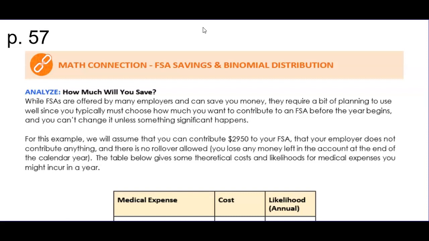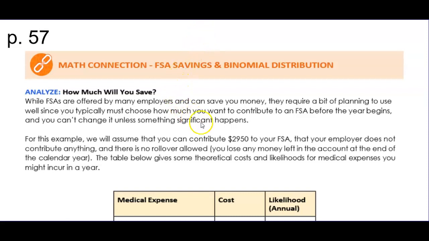So FSAs are offered by employers, and they do require some planning because you have to choose how much you want to contribute way back at the beginning of the year, and you can't change it unless something significant happens called a life-changing event, something like marriage or a childbirth, some sort of terminal illness, something like that. So if you set a contribution amount at the beginning of the year, you have to stick to that.